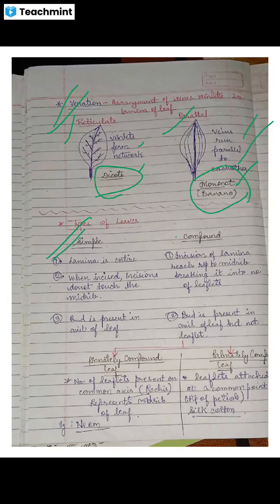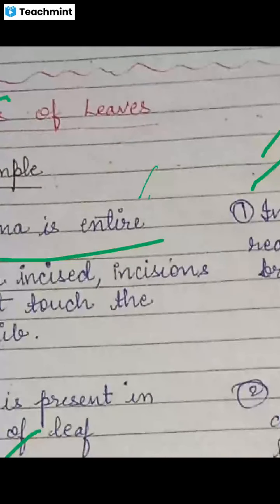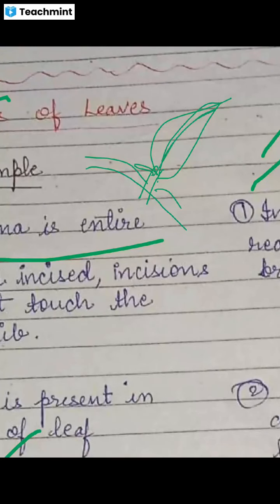Now types of leaf. Mainly we have two types of leaf, simple and compound, and compound is further divided into pinnately compound leaf and palmately compound leaf. In the simple leaf, the lamina is entire. Lamina is entire means this is the stem, this is the bud, and the lamina is entire, like this. The full lamina.